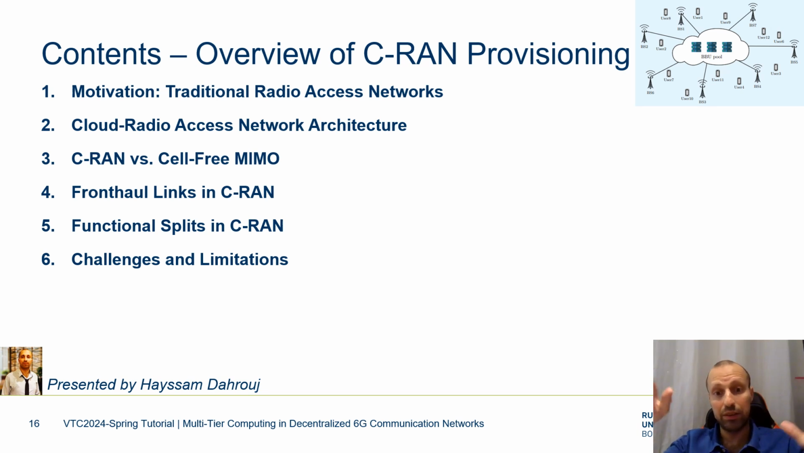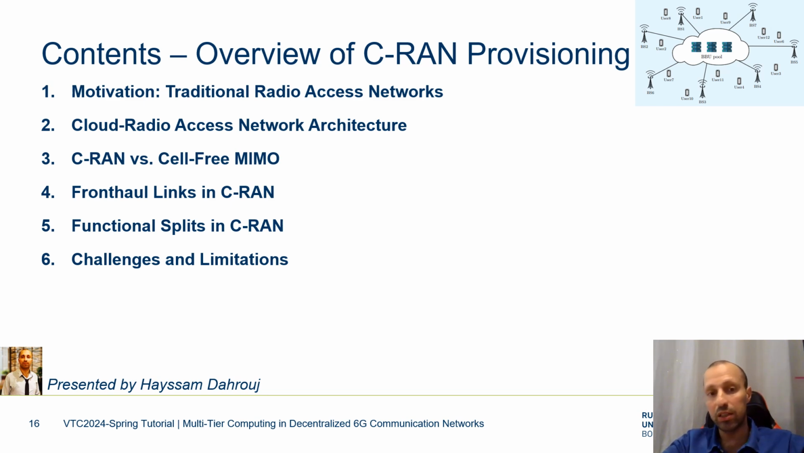I'm going to start speaking about traditional radio access networks. How does it work? How do you have a certain transmitter, a certain baseband unit? How do they connect together? What are the issues that have evolved and pushed towards looking into more separation between the control plane and the data plane and so on and so forth, which we call cloud radio access networks.